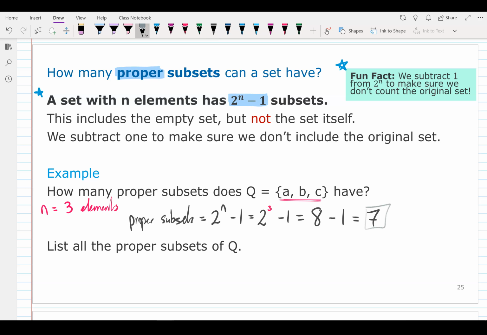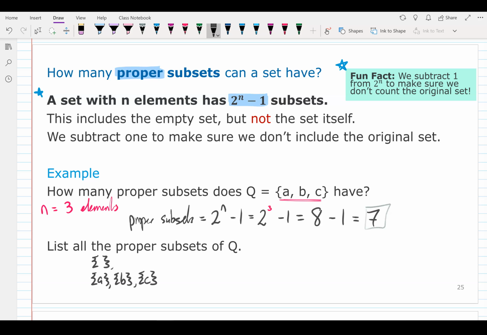And now it says list all the proper subsets of Q. Well, this is going to be a familiar exercise. You can write out the empty set. You can write out all the 1-element sets. I was going to write it all out in one line, but I should really split them up. So the empty set, then you have the 1-element sets, A, B, and C.